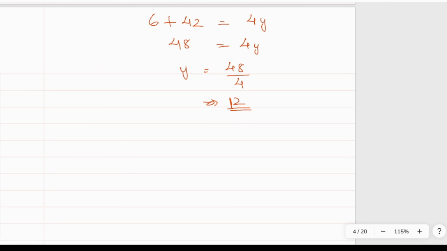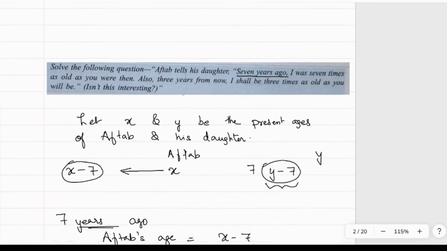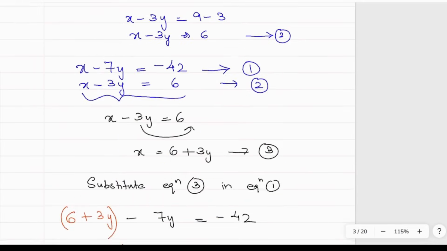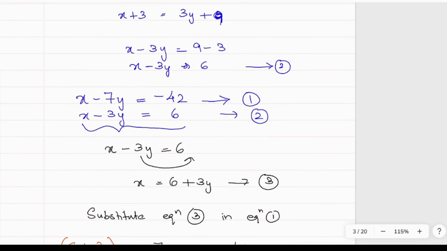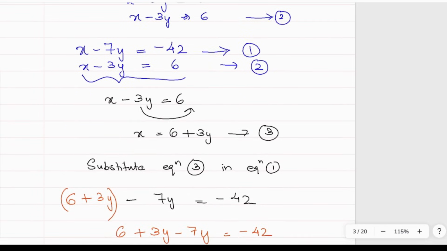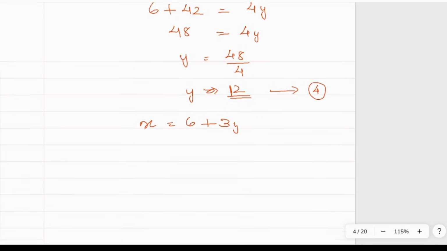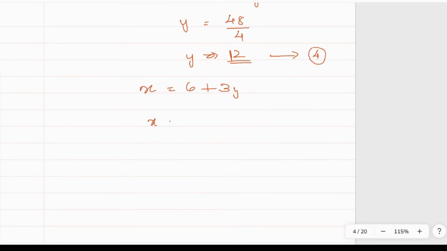That means we took y for whose age? That is, y belongs to daughter's age. Therefore, daughter's age is equal to what? 12. And from the third equation, x equal to 6 plus 3y, right? x equal to 6 plus 3y. y equal to 12 is equation number 4. Substitute this value here. x equal to 6 plus 3 into 12. Right?